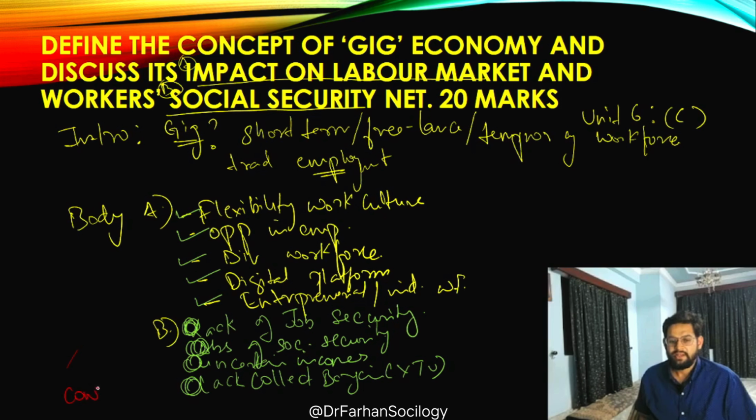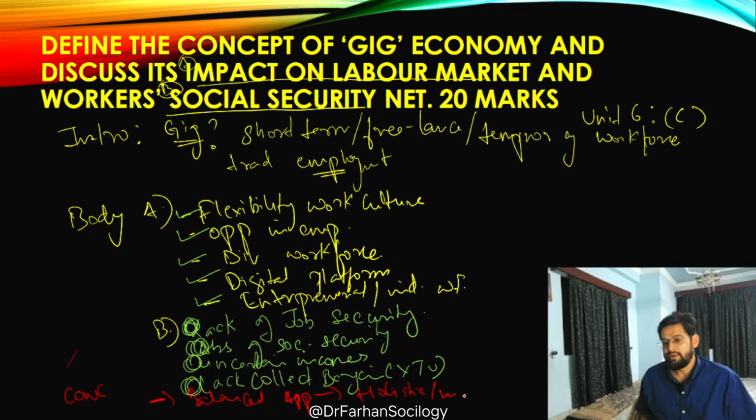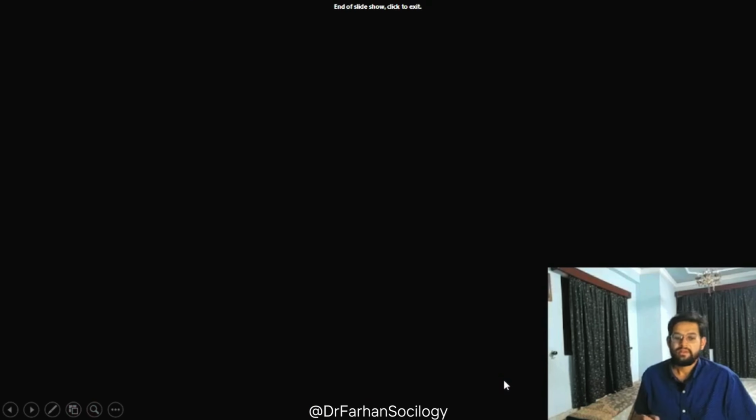And finally, what you can speak about in the conclusion is that we need some kind of balanced approach. Why do we need a balanced approach? We need a work culture where flexibility is present, but at the same time, we also need to bring some protection against the lack of job security and social security. Therefore, policy making is supposed to be designed in a holistic manner and it should try to be more inclusive.